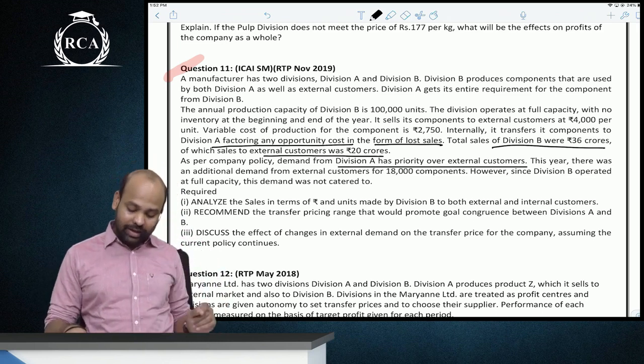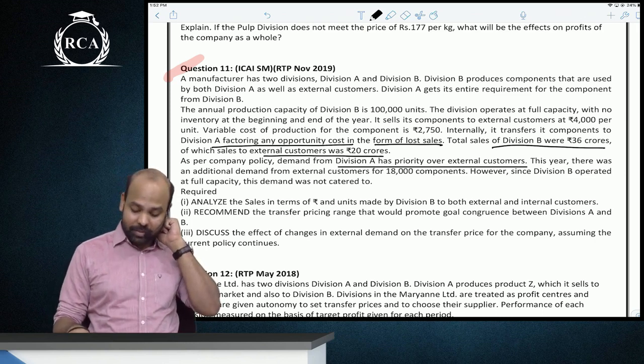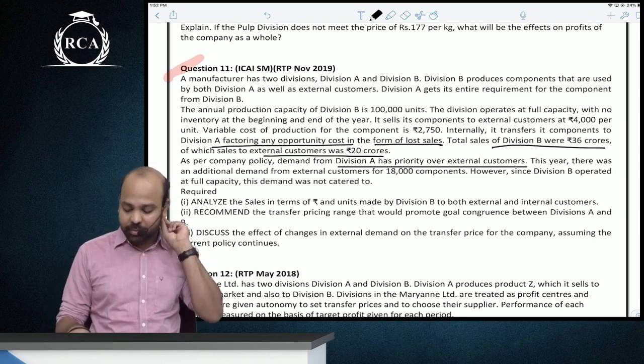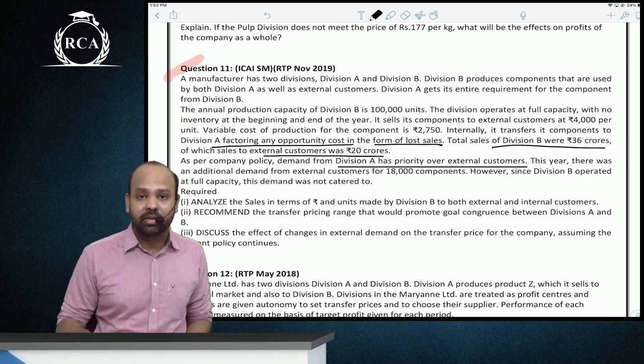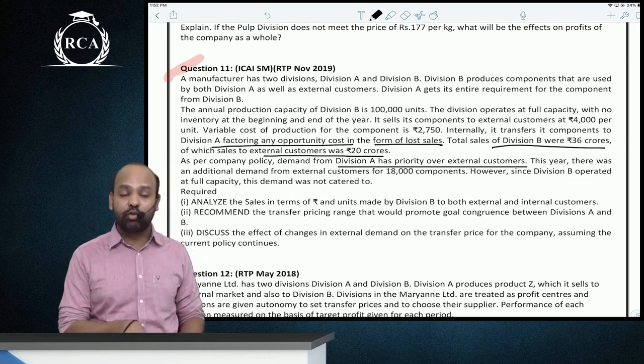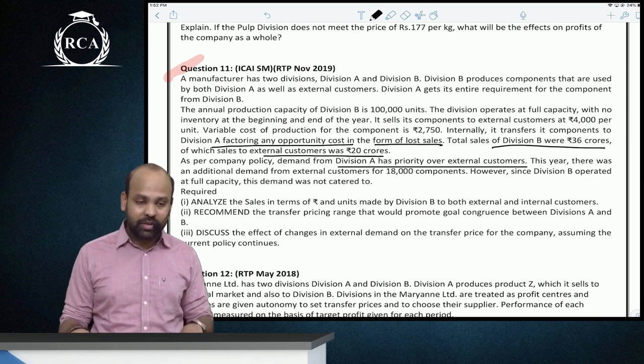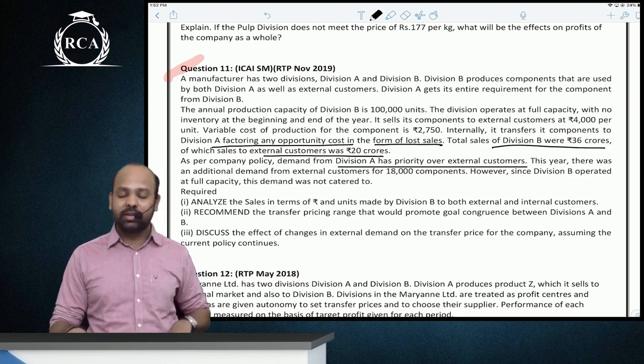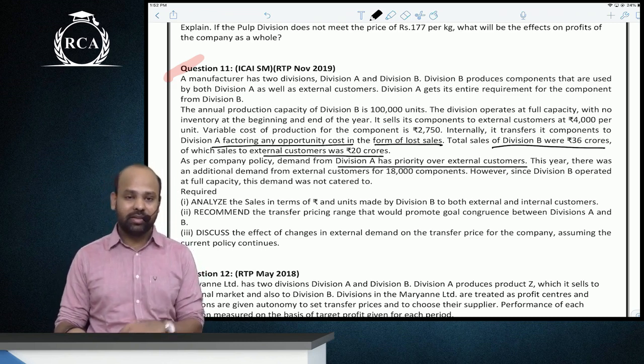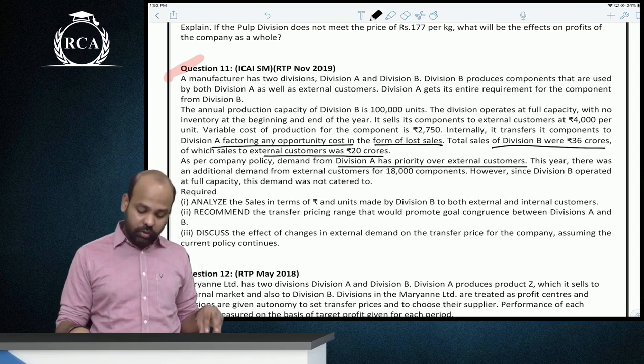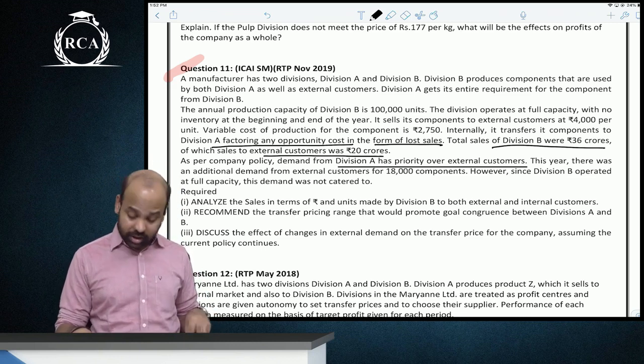You're required to analyze the sales in terms of rupees and units made by division B to both external and internal customers. When they say analyze, you will have to bifurcate how many units were sold to external customers, how many units were sold internally, at what price they were sold, and what was the amount of opportunity cost included in that.